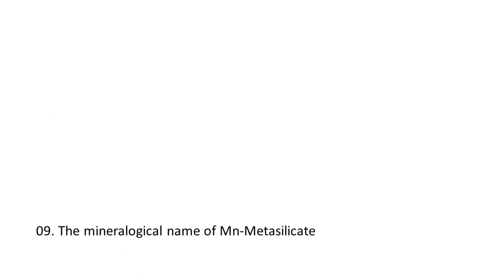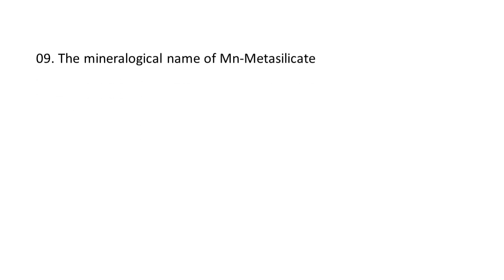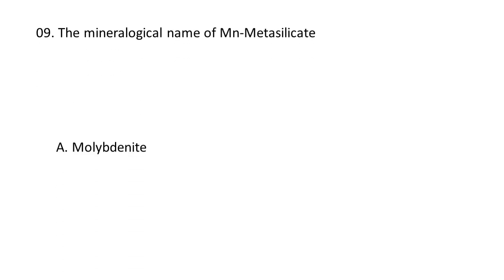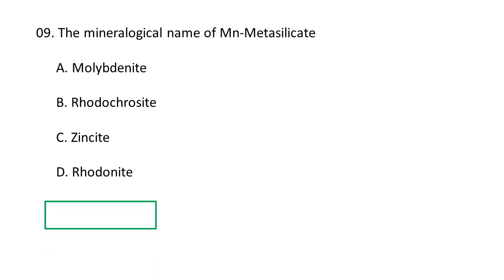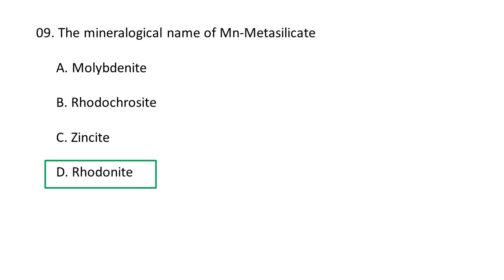Next question. The mineralogical name of manganese metasilicate is A. Molybdenite, B. Rhodochrosite, C. Zincite, D. Rhodonite. The mineralogical name of manganese metasilicate is known as rhodonite. Rhodonite is a manganese inosilicate with the formula (Mn, Fe, Mg, Ca)SiO3, and a member of the pyroxenoid group of minerals crystallizing in the triclinic crystal system. So D. Rhodonite is the correct option.